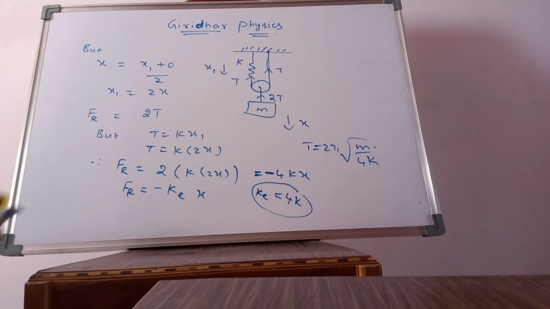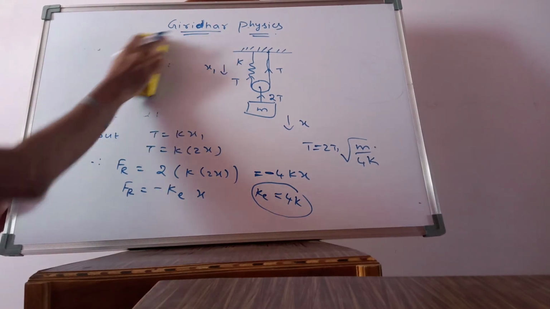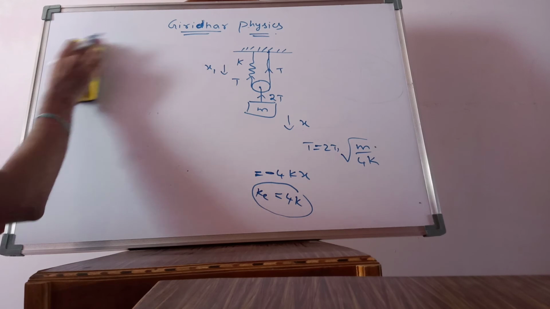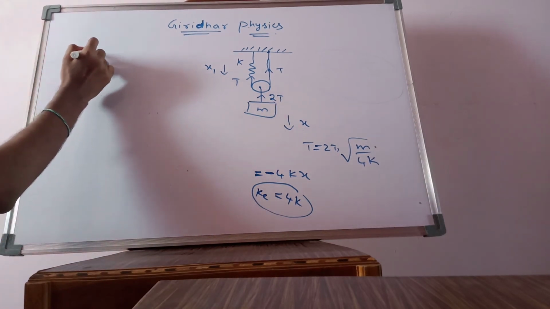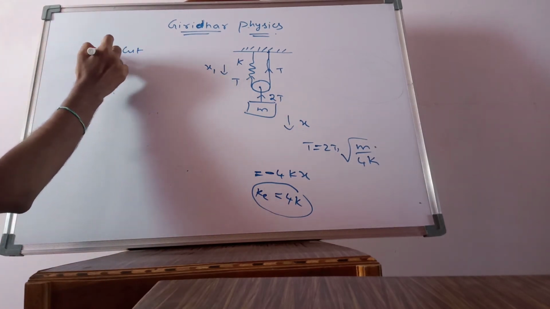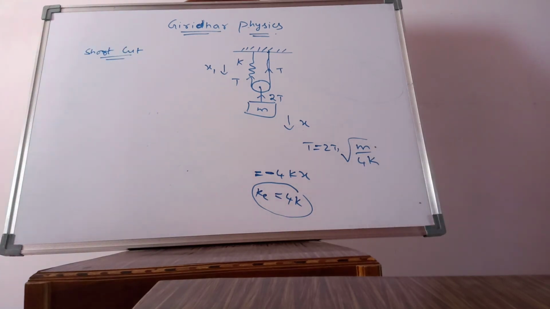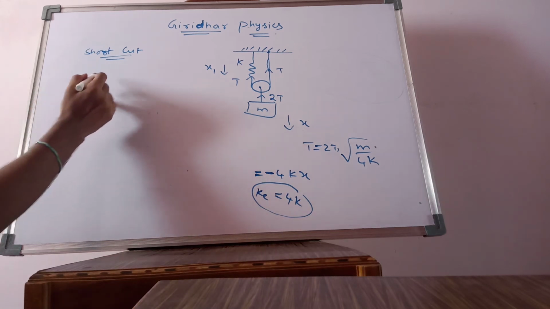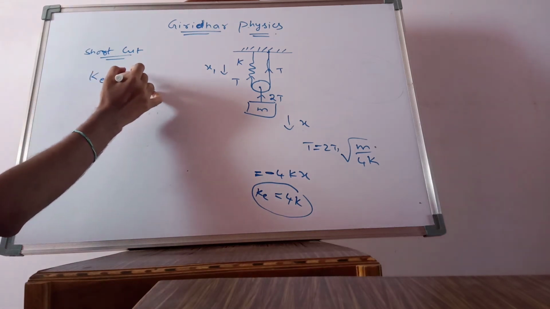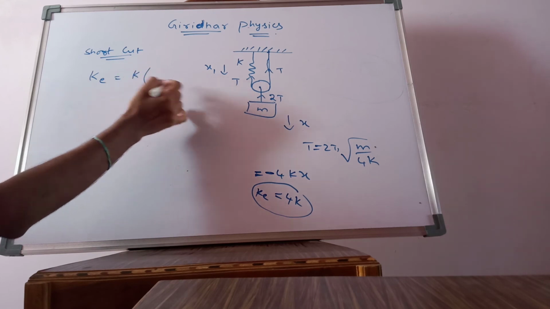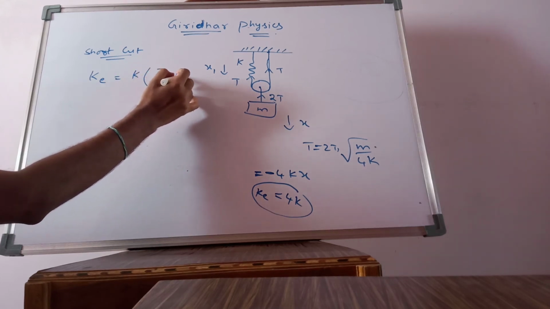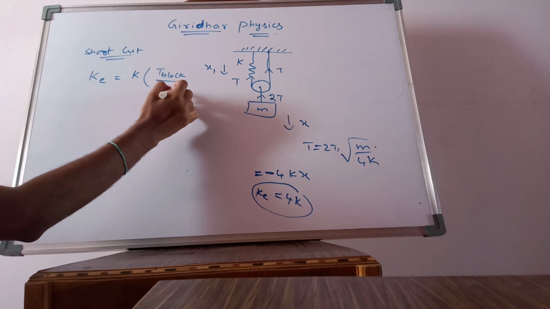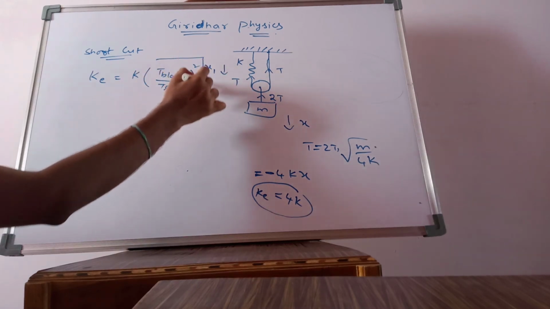Okay. Now let me analyze the shortcut method. Identify the number of springs in the given system and check whether the springs are connected in series or parallel. Then for each spring, the effective spring constant is K into (tension in the block by tension in the spring) whole square. This is the shortcut method.